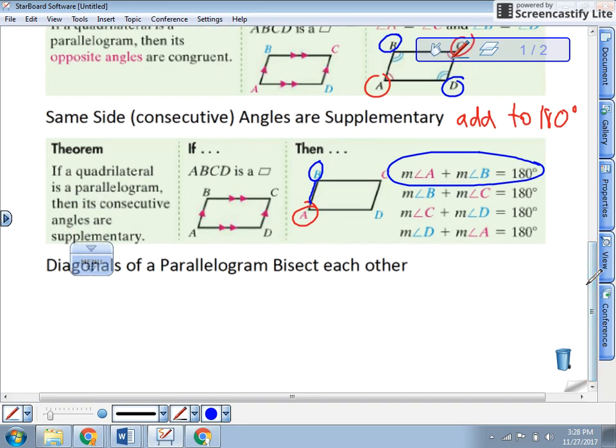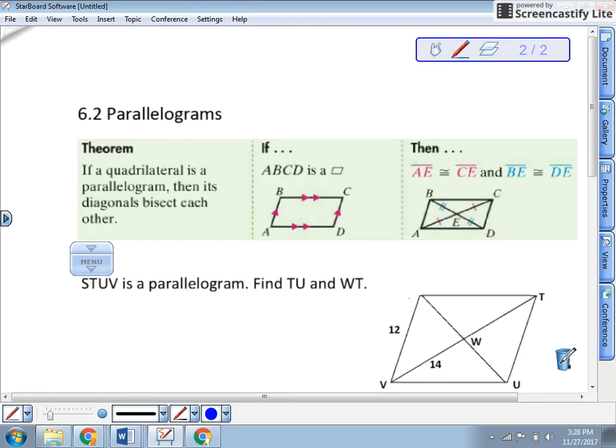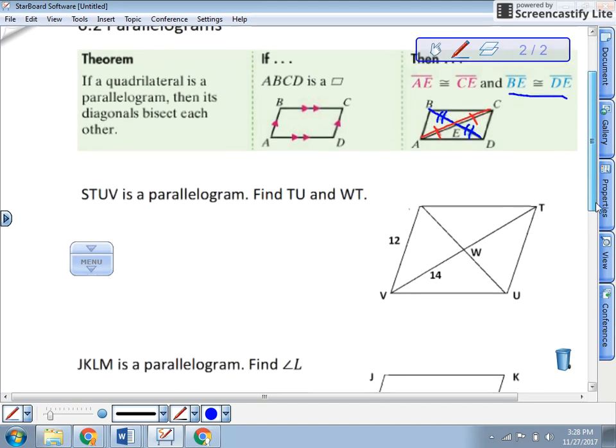And then finally, diagonals of a parallelogram bisect each other. What does bisect mean? It means cut in half. So if we look at these diagonals, BE is congruent to DE because this diagonal will bisect it, cut in half. So these two segments here will be congruent, and these two segments here will be congruent. Not necessarily congruent to each other, but each diagonal will be bisected. So then knowing those properties, here's the type of examples that we're going to see.